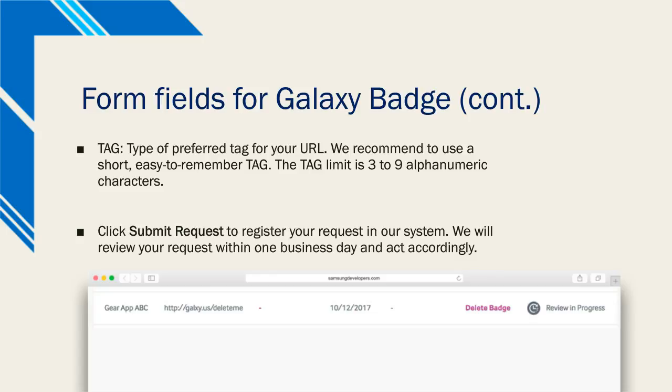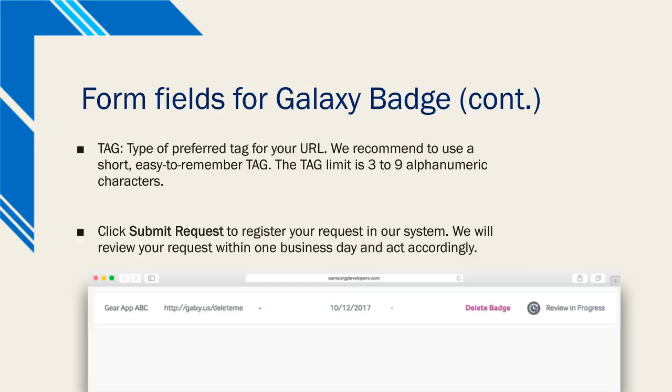And the reason why we try to keep it short is, again, we want this URL to be easily entered on the device. So if somebody is seeing this URL on a desktop and they want to enter it on a device, it should be really easy for them to read it and enter it on their mobile phone. So, 3 to 9 characters limit. Then accept the terms and conditions and submit your request.